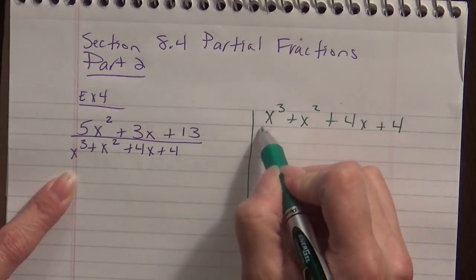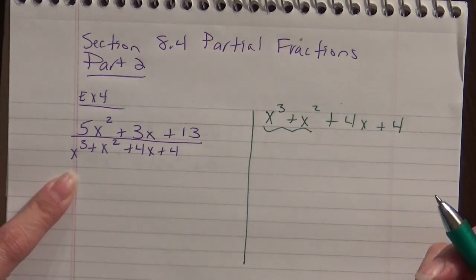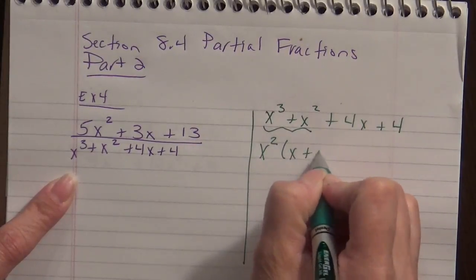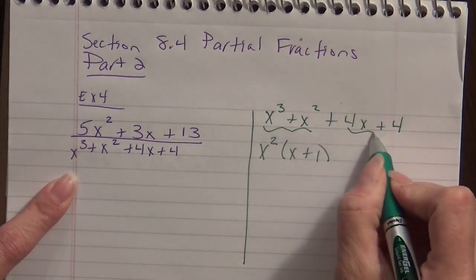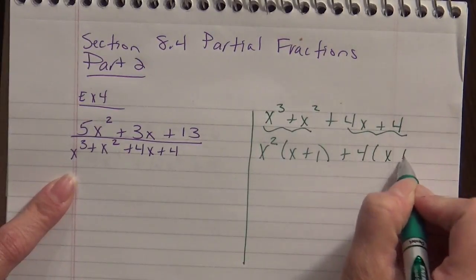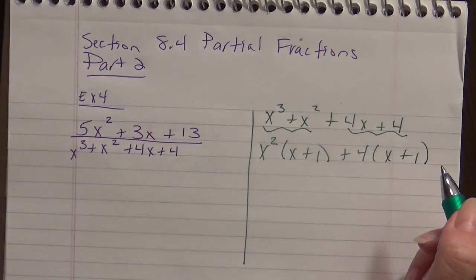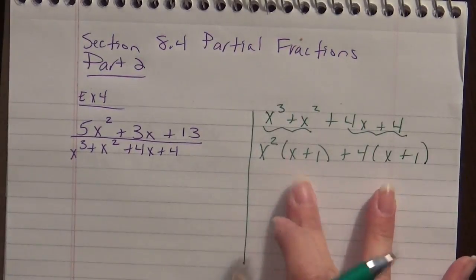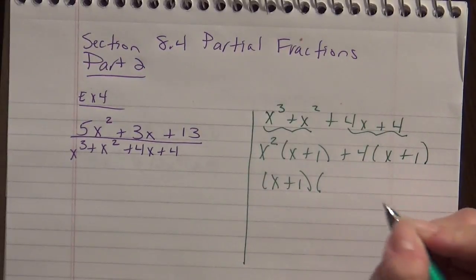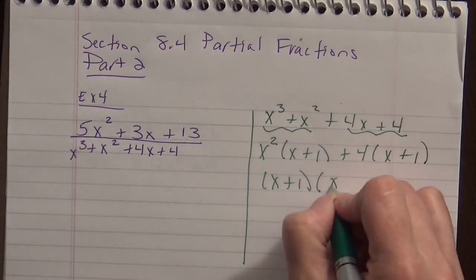The grouping method, I look at the first 2 terms, and I see that I've got a common factor of x squared. That leaves me with x plus 1. In my last 2 terms, I have a common factor of 4. That leaves me with another x plus 1. So now I have a common factor of x plus 1 that I can pull out of each of these terms. And I'm left with x plus 1 times x squared plus 4.